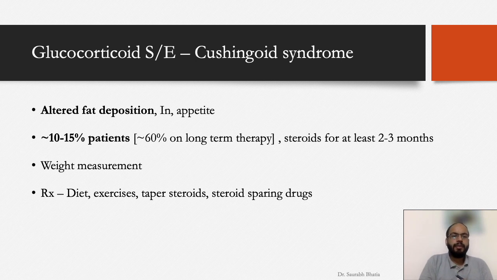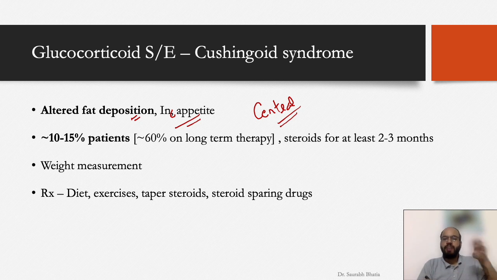Now, Cushingoid syndrome. There is altered fat deposition, predominantly in the central parts of the body, and there will be an increase in appetite. See, steroids push the body into a catabolic state. That means the body will start to convert a lot of other molecules into glucose because of steroids, and there will be much more conversion of energy-giving molecules like glucose, and that is known as a catabolic state. In this catabolic state, the appetite will also increase, and because of increased appetite, there will be more intake of calories, leading to more fat deposition in altered areas of the body, and this fat deposition can lead to a buffalo hump or increased abdominal obesity.